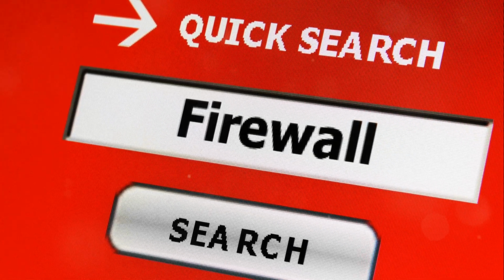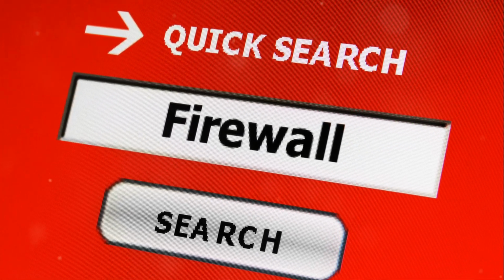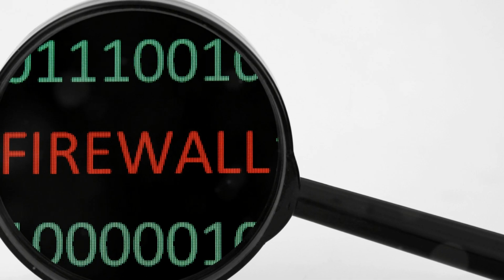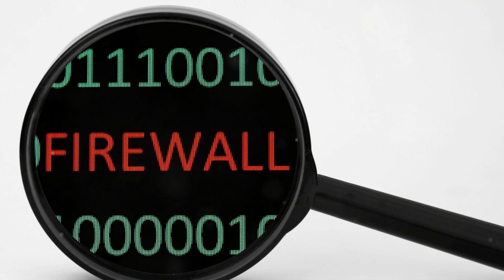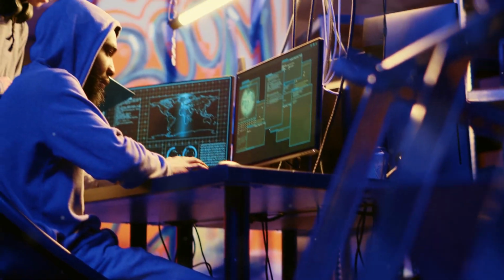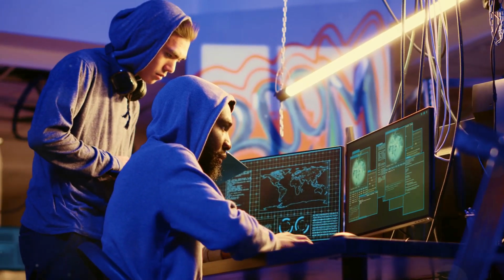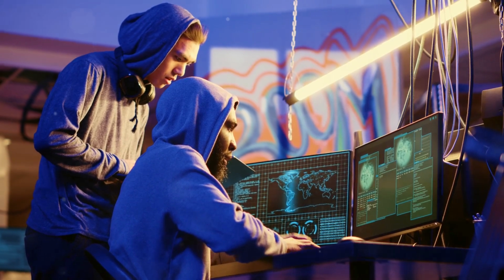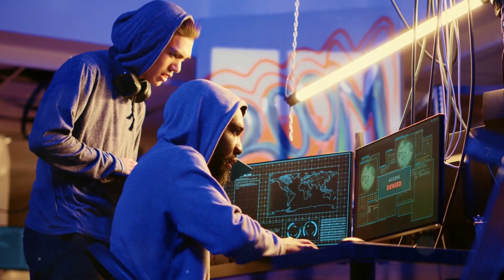Finally, use a firewall to block unauthorized access to your computer. A firewall acts as a barrier between your computer and potential threats. By following these comprehensive steps, you can significantly reduce the risk of your computer being infected by worms. Stay vigilant and proactive in your approach to cybersecurity.